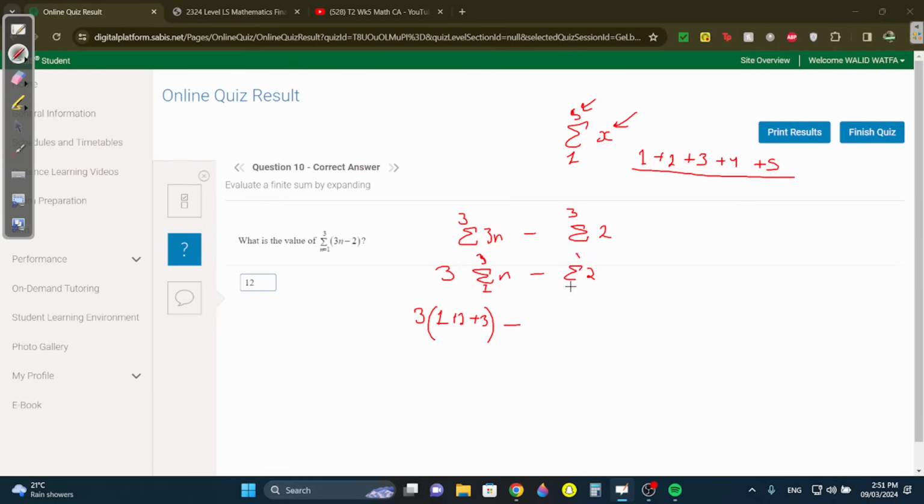Minus sigma 2. When you have a number, you can just do 2 times 3, which is 6. If you want me to prove this for you, 2 plus 2 plus 2. This is the first, this is the second, this is the third. It stops at 3, and you get 6. So we can simplify this with baby math. 3 times 6 is 18, minus 6 equals 12, because this is 6: 1 plus 2 plus 3 is 6. 3 times 6 is 18, minus 6 is 12.